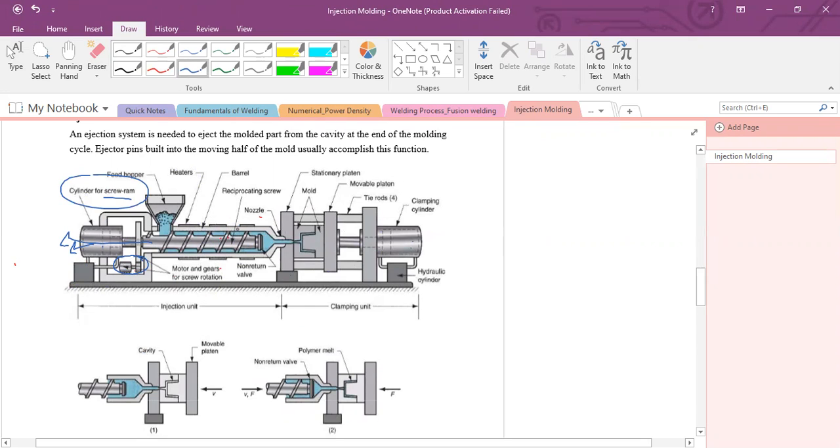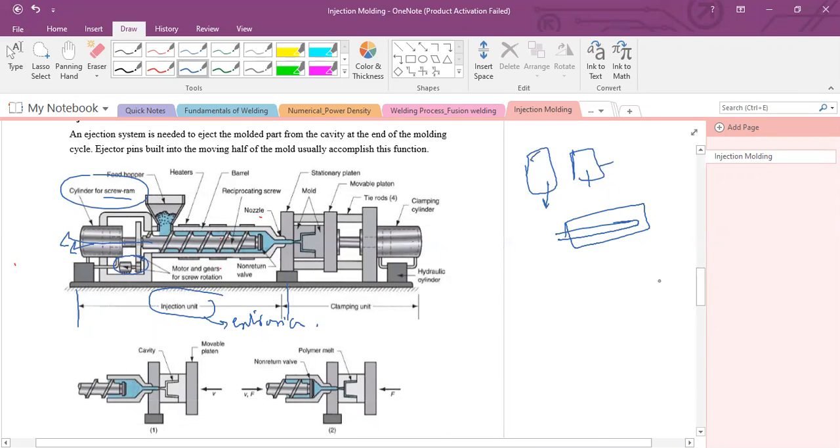There are some heaters over the periphery of this barrel. Actually, from this point to this point, this whole injection unit is just like the extrusion process setup. Instead of dies, a mold is used. A mold has two parts, one movable and one stationary, right? Dies sometimes have a single cavity and single part, and a mold mostly has two parts: one stationary and one movable part.